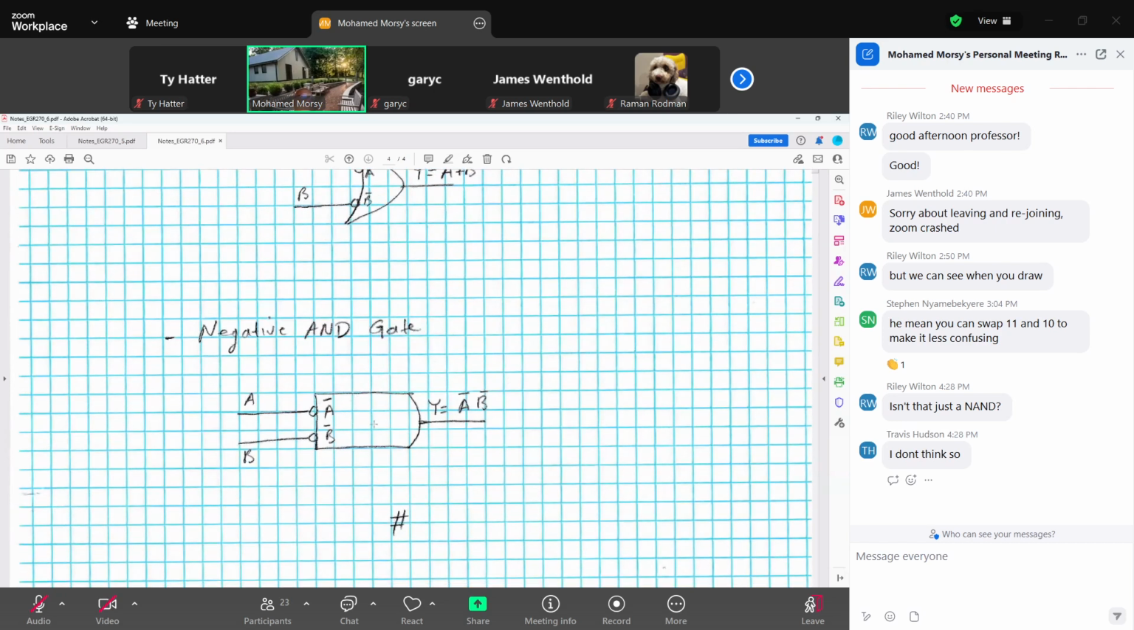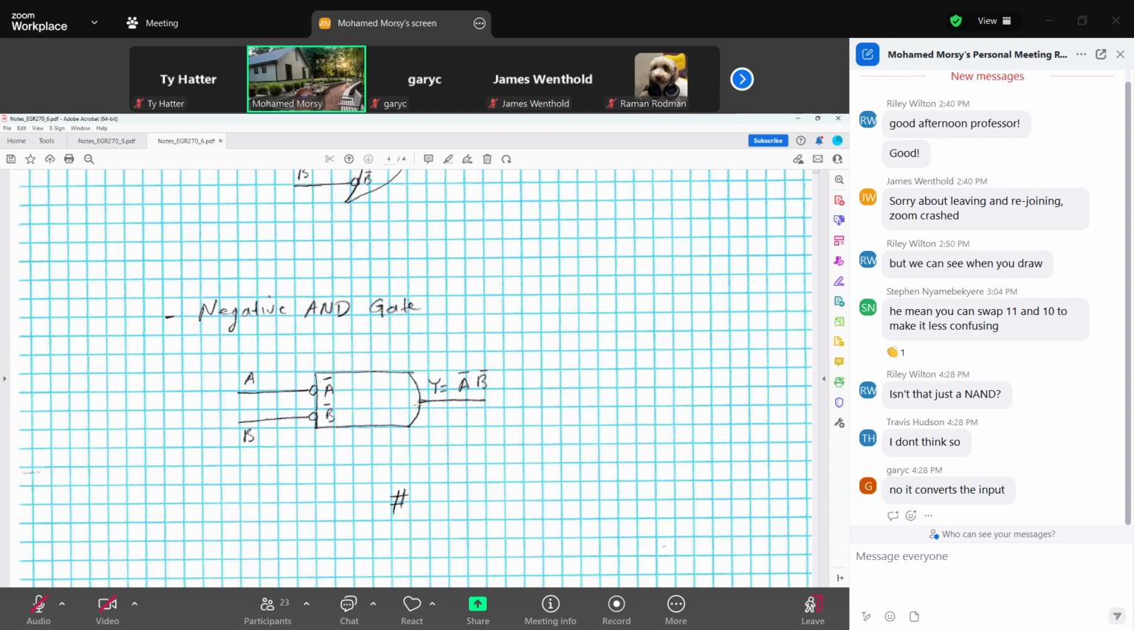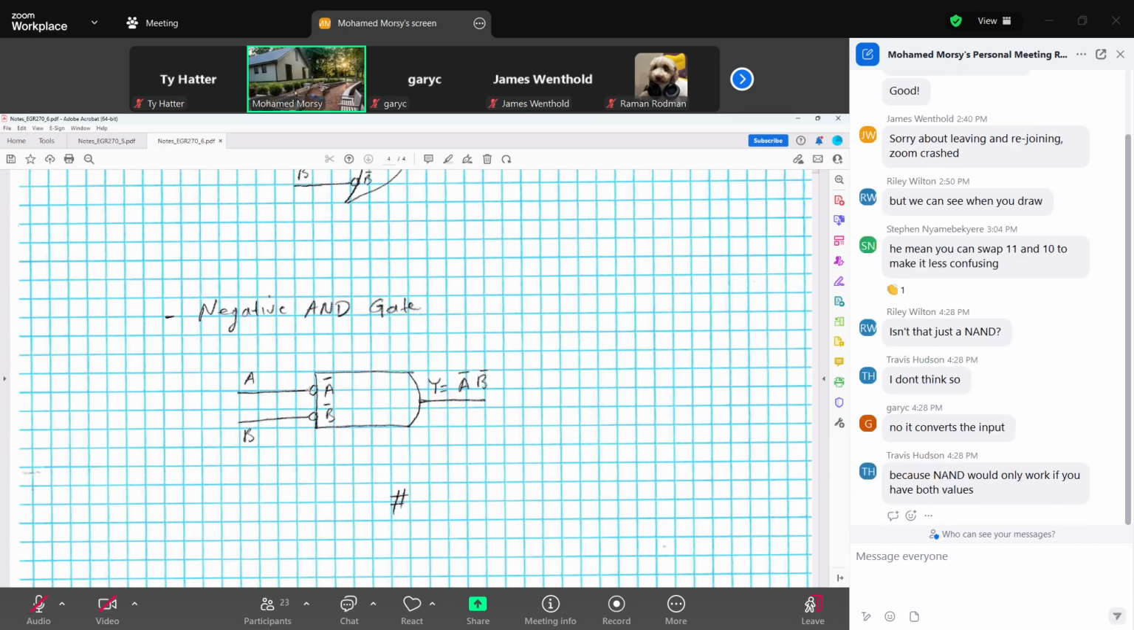Negative AND gate, the same thing. Regular AND gate, Y equal AB, logic multiplication, of course. But because of this bubble here, A goes okay as A until it hits this bubble, an inverter, like a NOT gate. So it goes as A inverted and B inverted. So instead of Y equal AB, it is A inverted, B inverted.